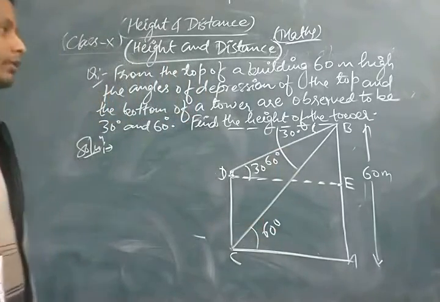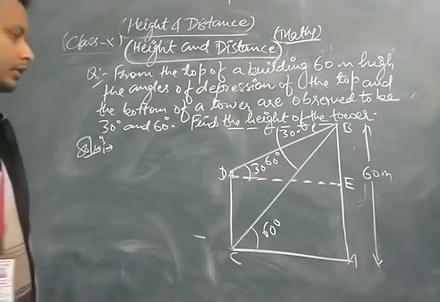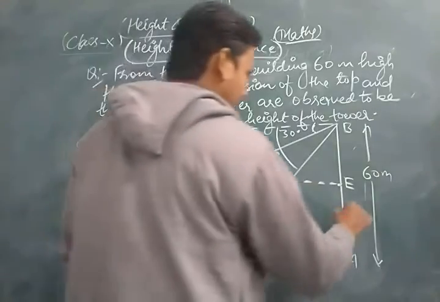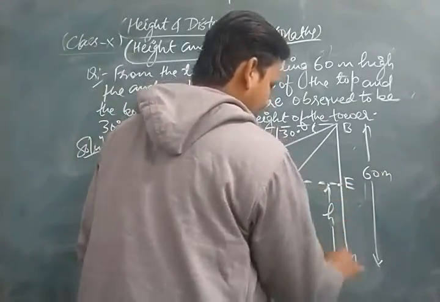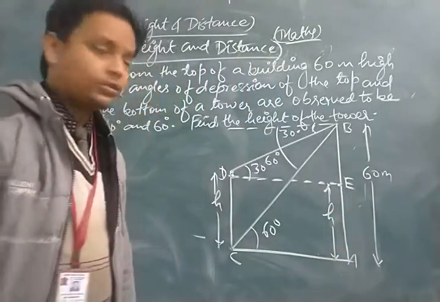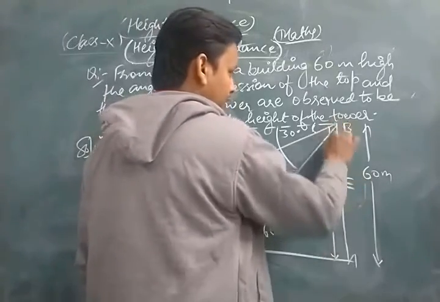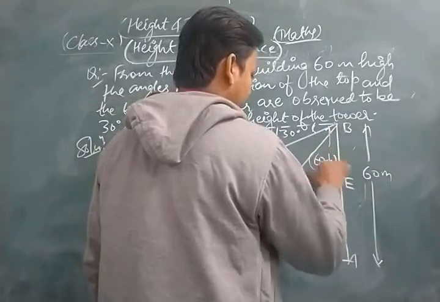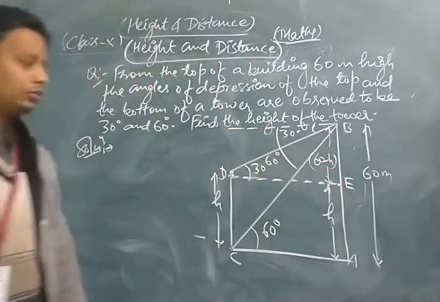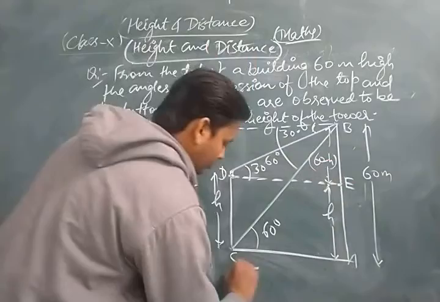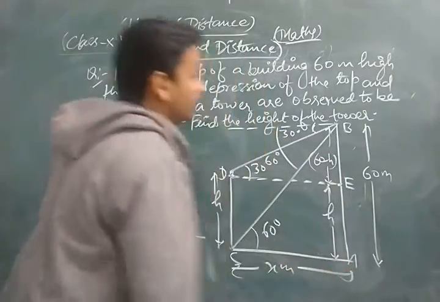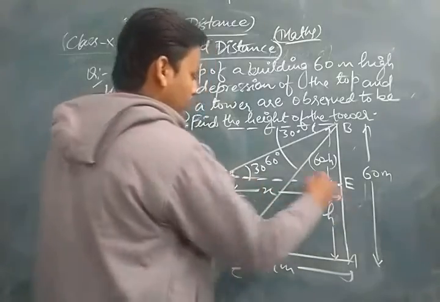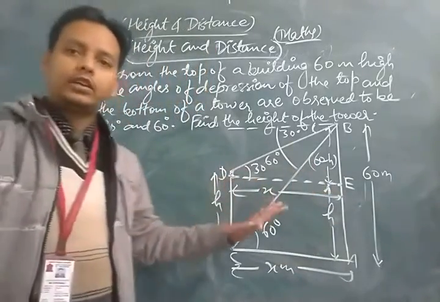Okay, students, now what do we find? We find the height of the tower. Let H be the height of the tower. This is H, so BE... so CD is also equal to H, and E is the foot of the perpendicular, so BE is 60 minus H. Now let AC be equal to X meters. Suppose that. This is X, so DE is also equal to X. This is the figure according to the question.